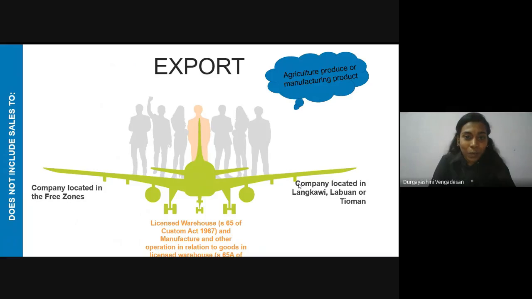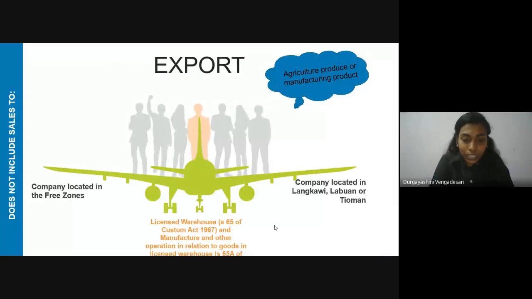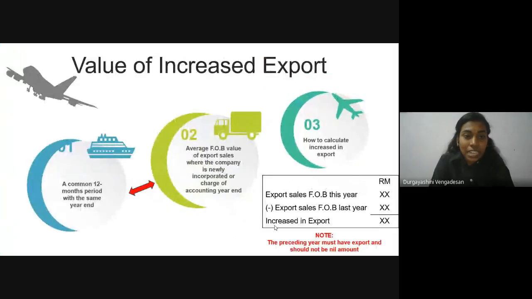So I hope you all know what is the meaning of export. Export means direct export from Malaysia of agriculture produce or product from manufacturing. However, it does not include sales to company located in free zones, licensed warehouse and manufacture, and other operation in relation to goods in licensed warehouse from section 65A of Custom Act 1967. And it also does not include sales to company located in Langkawi, Labuan or Tioman.